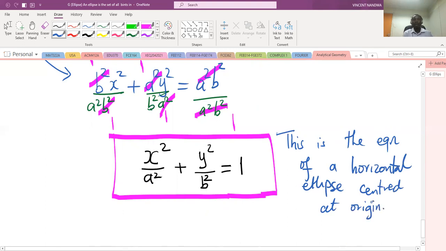So the next session will now be discussing the derivation of the vertical ellipse, whereby the major axis is along the y axis and the center remains to be the origin. So thank you.